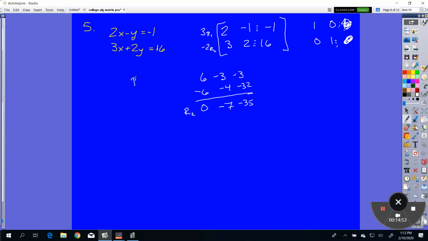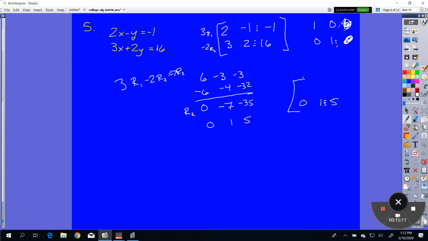So this was row 1, 3 times row 1, plus negative 2 times row 2, and it made a new row 2. Now I'm going to divide it all by negative 7, so I get 0, 1, 5. So that's my bottom row all complete.